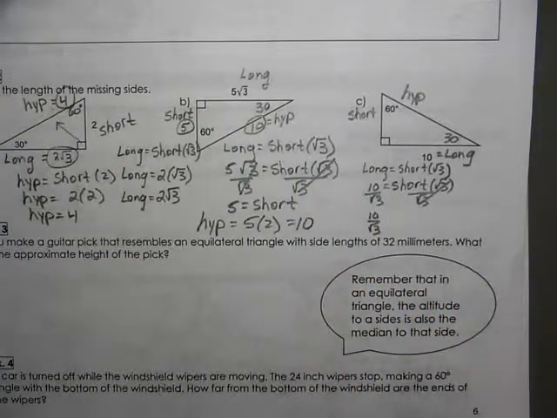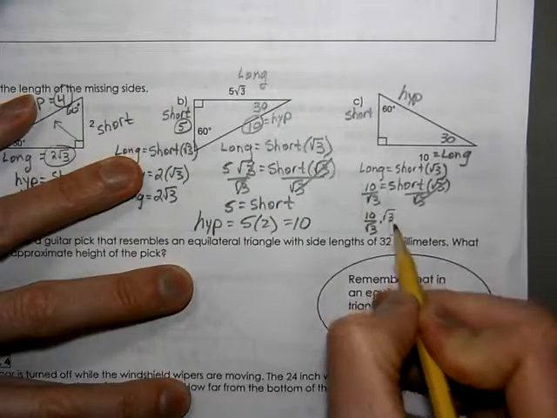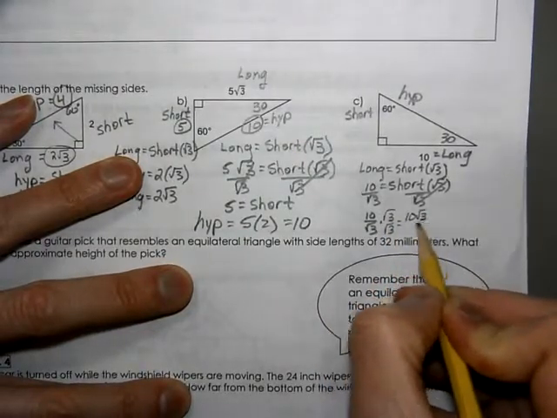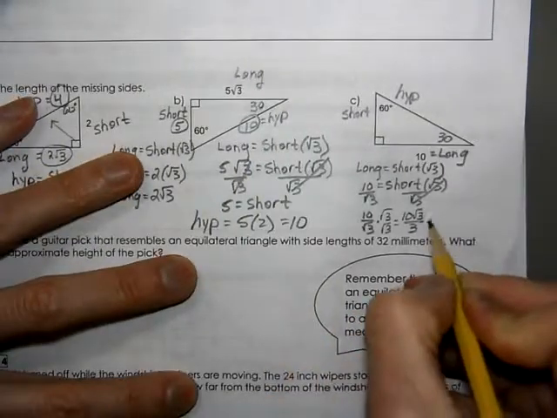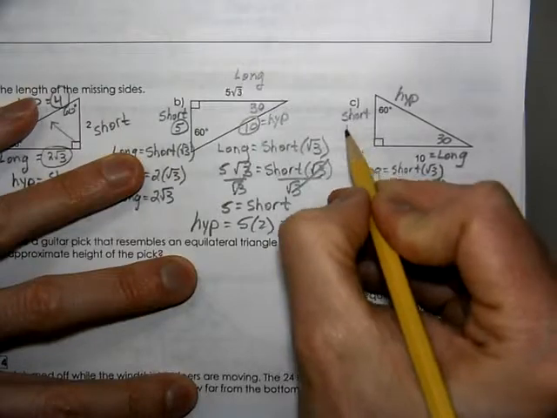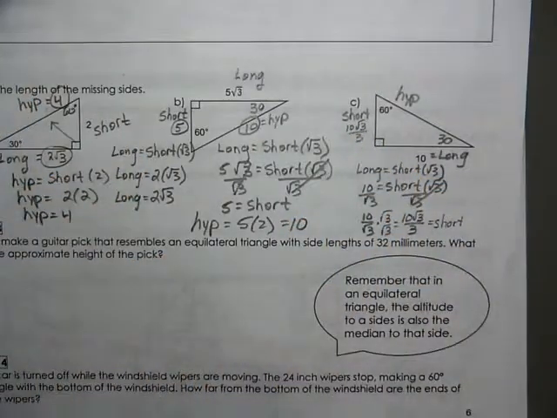In terms of a decimal, I could just plug that right in. But if I'm supposed to leave it in radical form, then I should rationalize the denominator. So that's the short side. That's called 10 square root of 3 over 3.